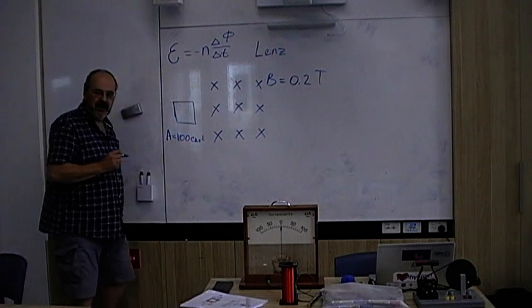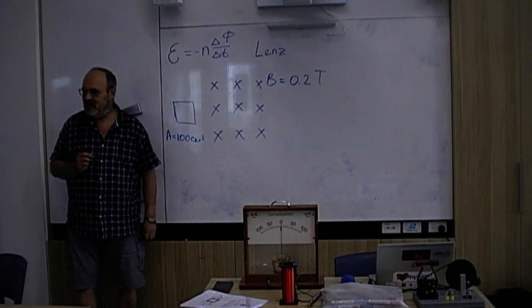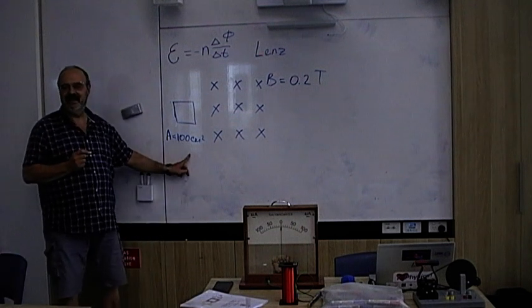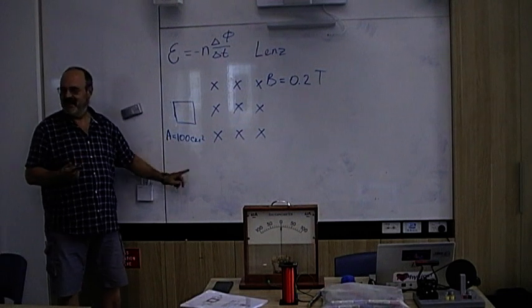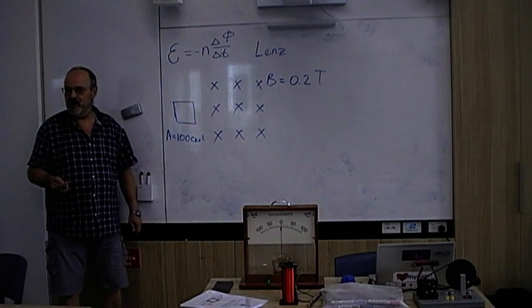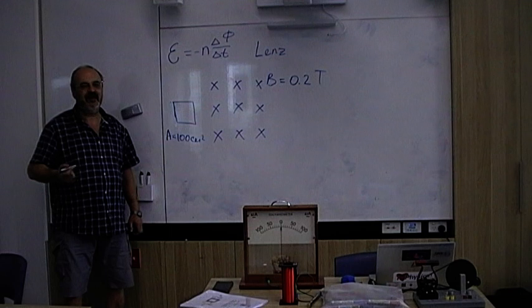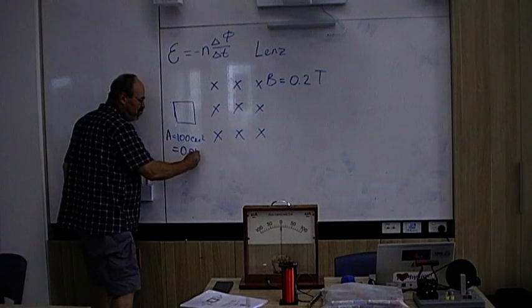Can we use square centimeters in our calculations? No, we need to turn it into meters. How many square centimeters are in 1 square meter? 1 square meter is 10,000 square centimeters. So it's 0.01 meters squared.